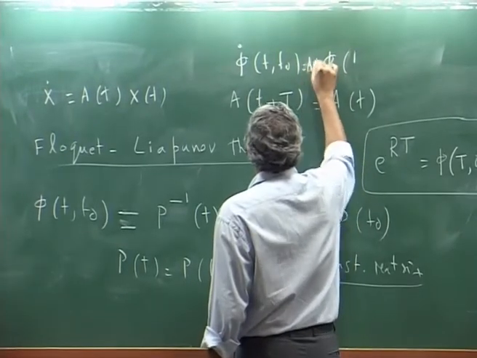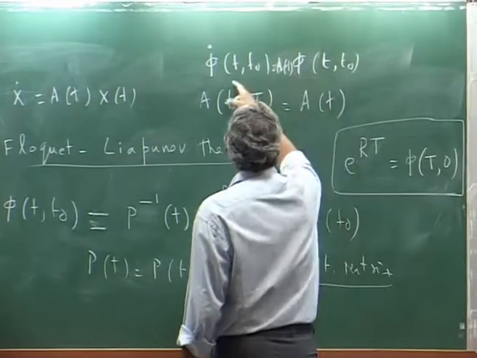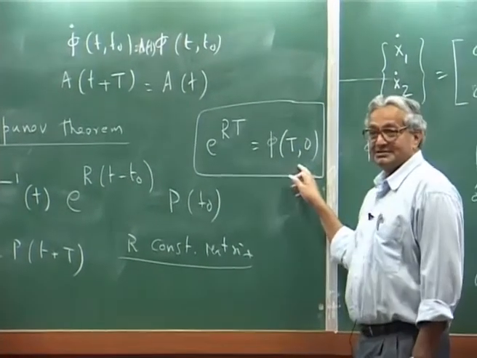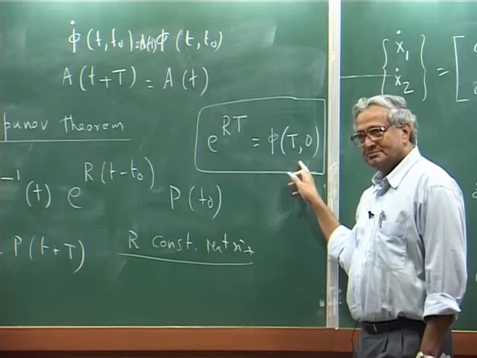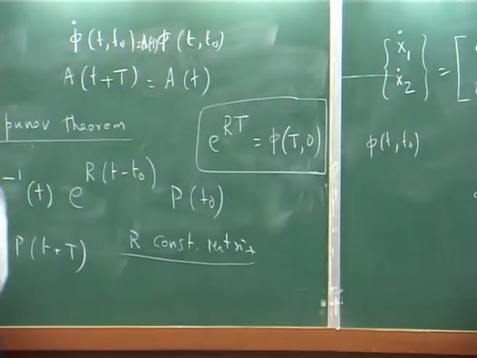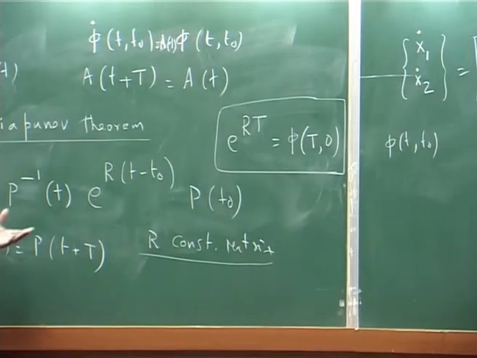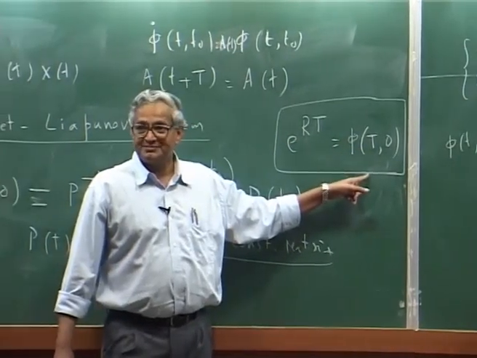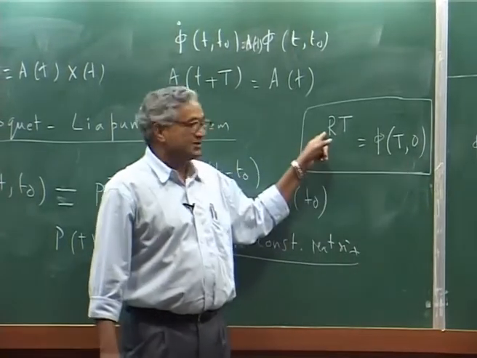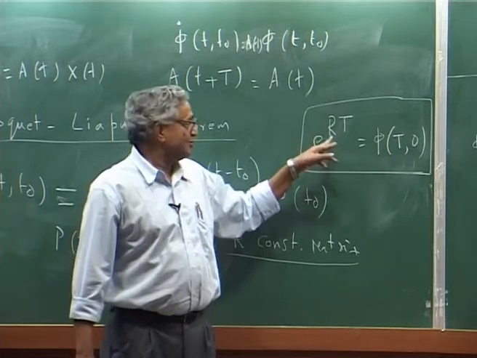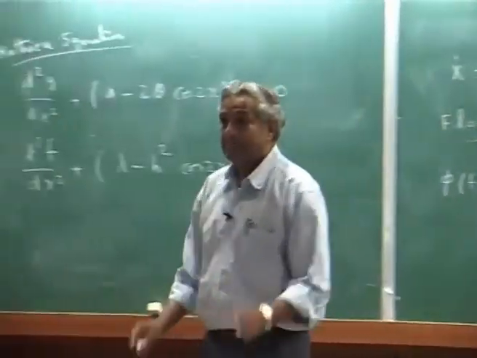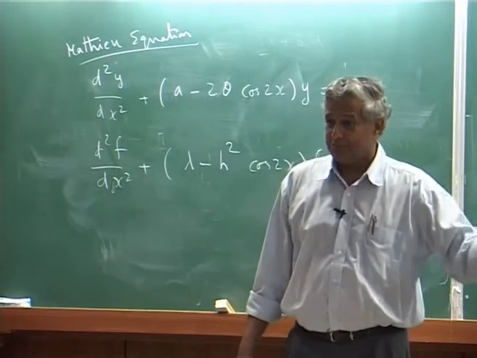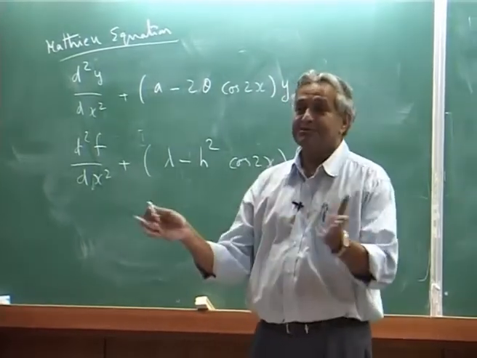Sorry, phi dot of t comma 0 is A of t phi of t comma 0. They have to satisfy this equation always. You try to calculate this matrix by solving this differential equation. At the end of one period you calculate. Once you calculate, you know the relation. You find out the eigenvalues of this. This eigenvalue is related to this eigenvalue. Immediately you will know the eigenvalues of R, whether real or complex. If it is stable, you will say my system is stable. If it is not, my system is unstable.